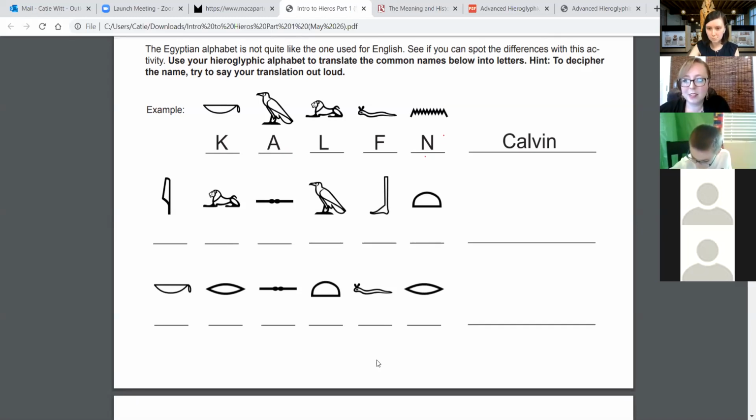What's Y? A hand. I know. How am I supposed to do this?